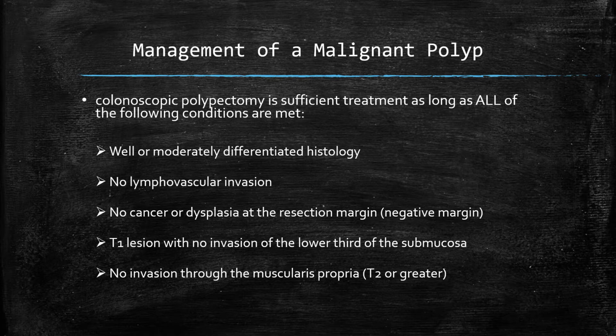No surgery will be required for a malignant polyp as long as all of the following conditions are met. First, the histology must be well or moderately differentiated. There can be no evidence of lymphovascular invasion. There can't be any cancer or dysplasia at the resection margin. If it's a T1 lesion, it can't invade deeper than the lower third of the submucosa, and it can't be a T2 lesion or greater.